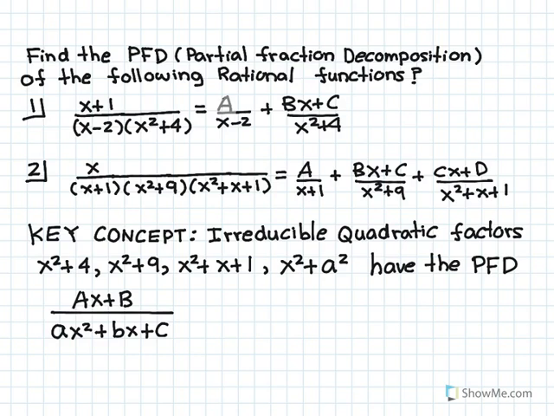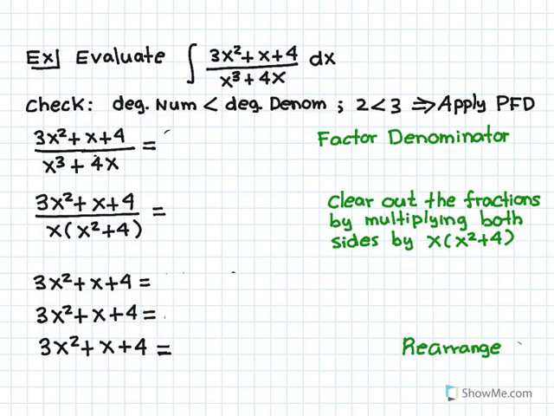So the key concept is this. The irreducible quadratic factors x squared plus 4, x squared plus 9, x squared plus x plus 1, or x squared plus a squared have the partial fraction decomposition of ax plus b divided by ax squared plus bx plus c. All right, let's look at an example.